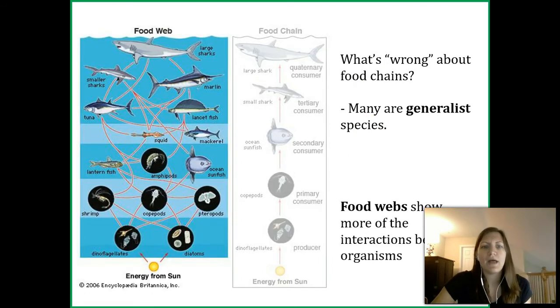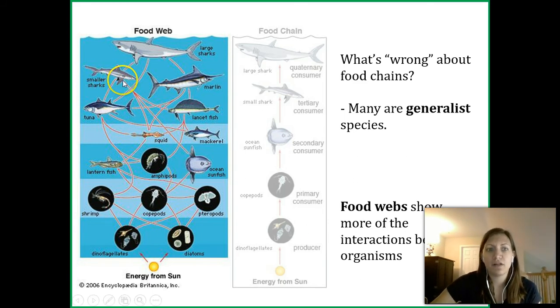And that's why food webs are kind of superior, or at least a superior tool for understanding ecosystems. Food webs are showing more of those interactions that actually occur in an ecosystem. So for example, our smaller sharks are eating that ocean sunfish, but that's not all they're eating. They're also eating lancet fish, they're eating squid, they're eating tuna, so they're eating tons of different things. Now, trophic levels still exist, but you can see it gets a little bit more interesting.